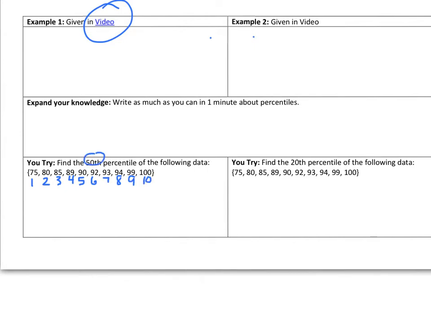The 50th percentile is the decimal 0.5 for 50 if you move the decimal 2 places. We're going to multiply that by the 10 items in the list, and that gives us 5. That means that the 5th number in the list will be the 50th percentile. Well, since I already labeled them, I can easily see that the 5th number I labeled was a score of 90. Let's see if you can do this one.